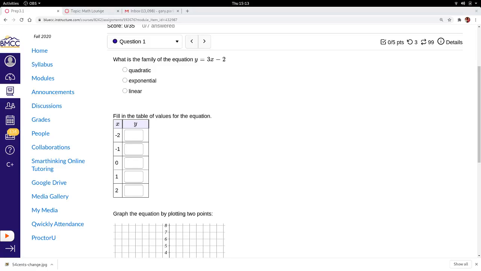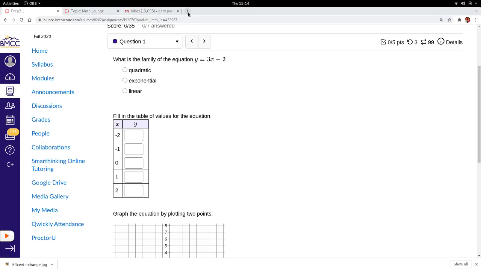For this question, I need to decide what kind of relationship this is for the equation here. And I also need to calculate some y values and then plot some points. So my equation is y equals 3x minus 2. And I need to plug in first -2 for x.